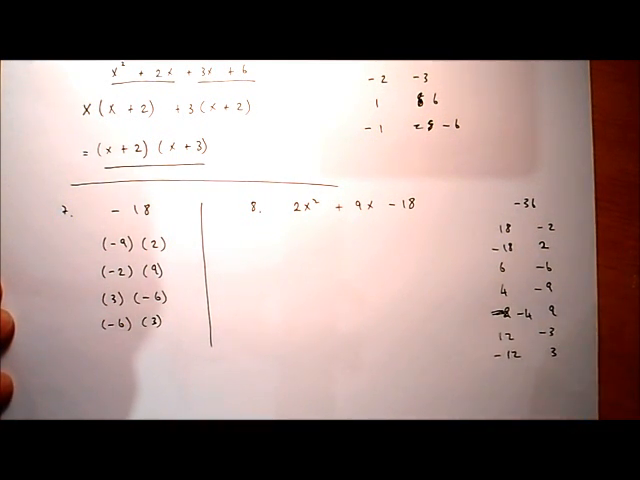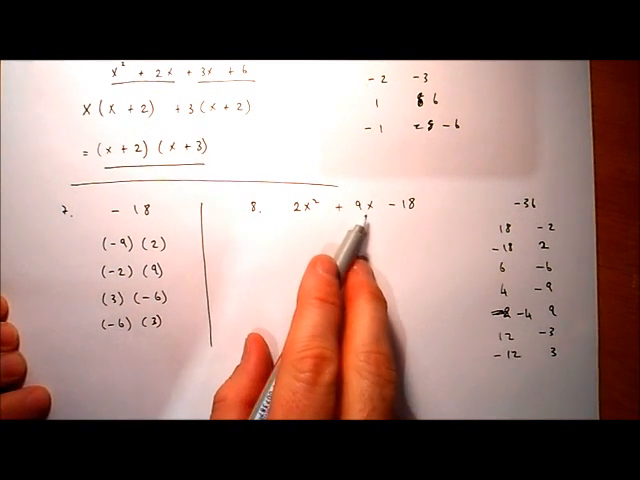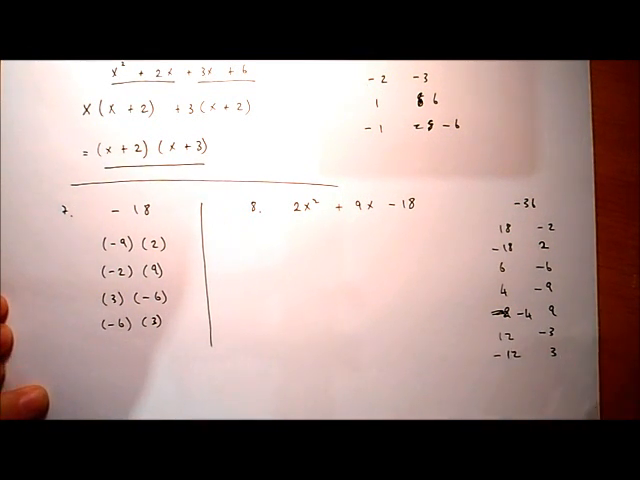So 9 and 4, you have that. So they're the factors of 36. So which of them add up to give plus 9? Now let's have a look. Well, 12 and minus 3 add up to give plus 9.